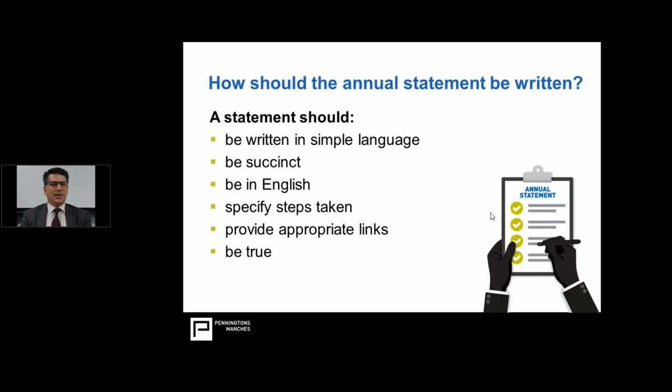So how should the annual statement be written? A statement should be written in simple language and easily understood. It must be succinct, but also it should cover all relevant points. It should be in English, although it may also be in other languages, and it should specify steps taken on a country-by-country basis, where applicable, and provide appropriate links to other publications, policies, and publicly available documents for the organisation, and of course it must be true and refer to actual steps taken or begun.